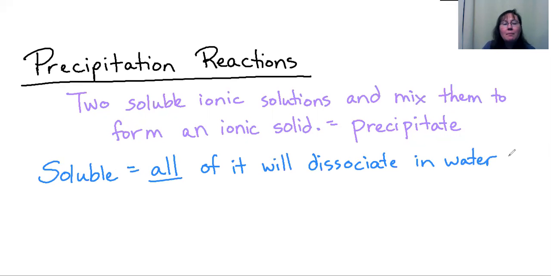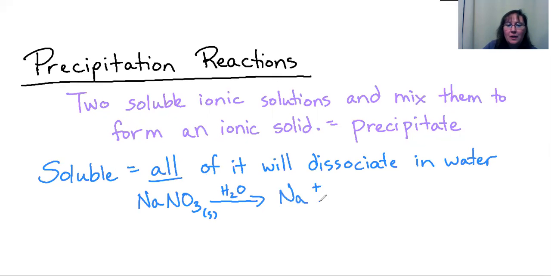If we say that something is soluble, that means that all of it will dissociate in water. What that might mean is something like, let's say, sodium nitrate, NaNO3. You will find out going forward that sodium and nitrate compounds are always soluble. That means that in the presence of water, 100% of this will become sodium ions and nitrate ions. All of it, all gone.